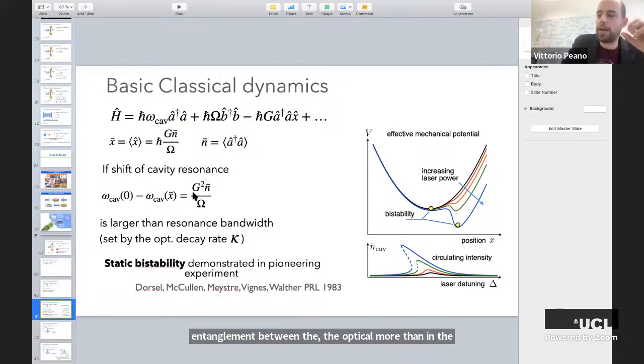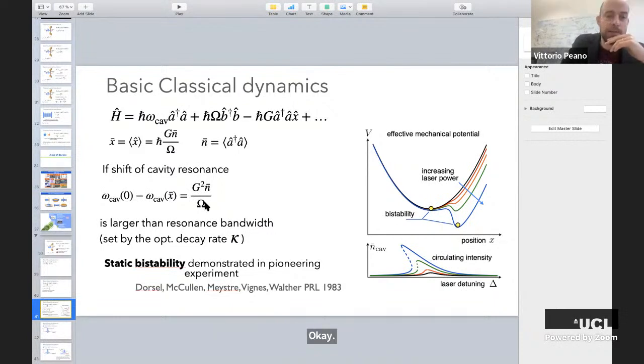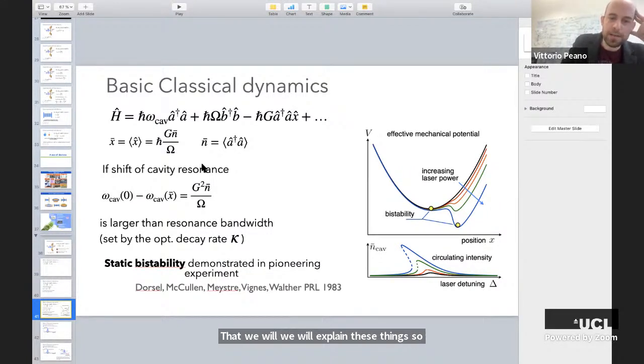And the idea is that I should have a large enough number of circulating photons, and this should be compared with the product of the, and I have to multiply this by the number of thermal photons, and this should be compared with the product of the mechanical and optical decay rate. Okay, but I will explain these things, so don't worry, if you're interested, I will explain this in detail.